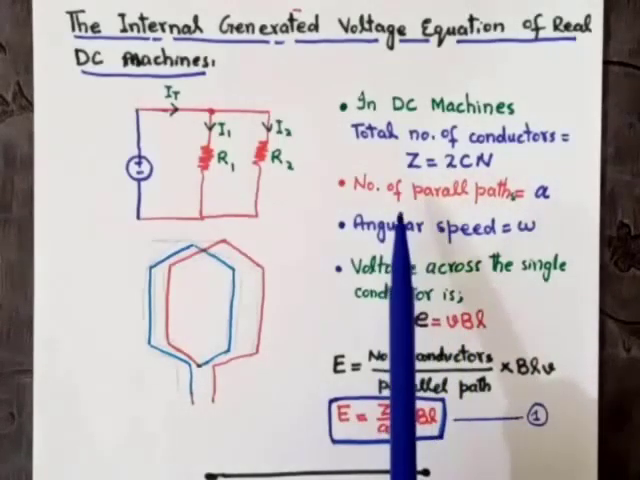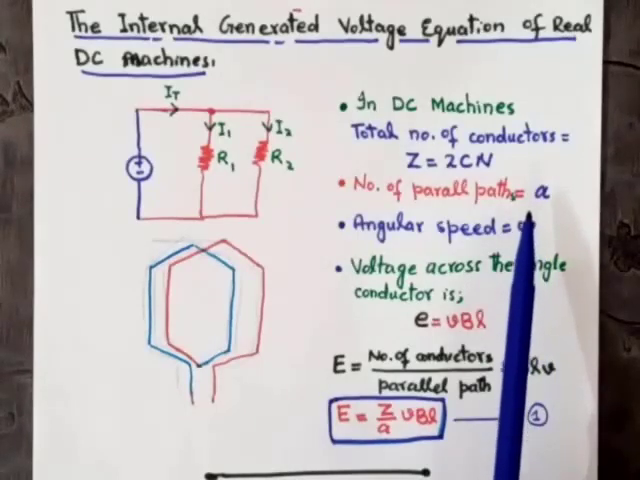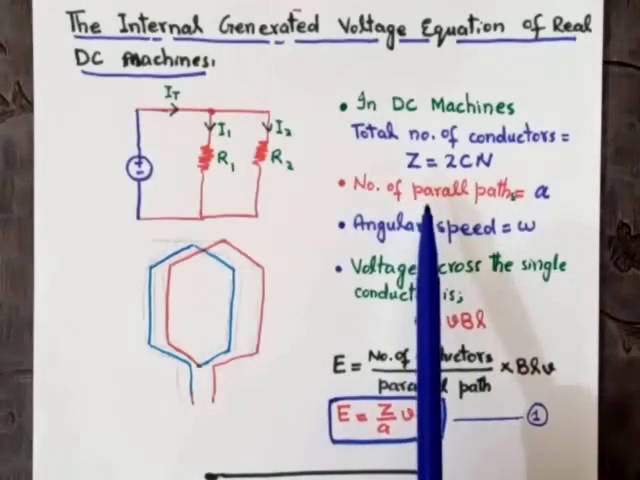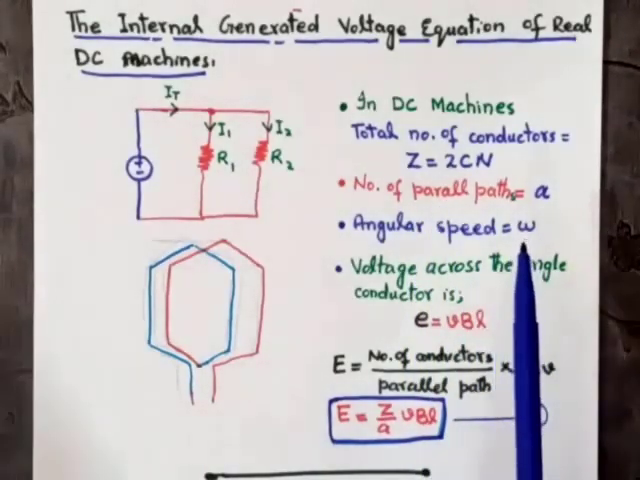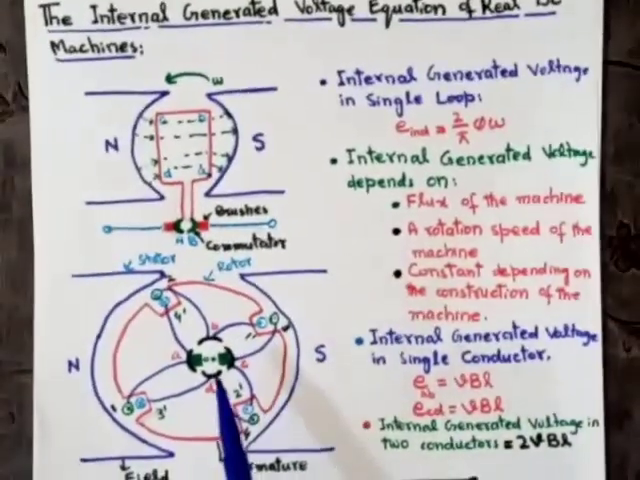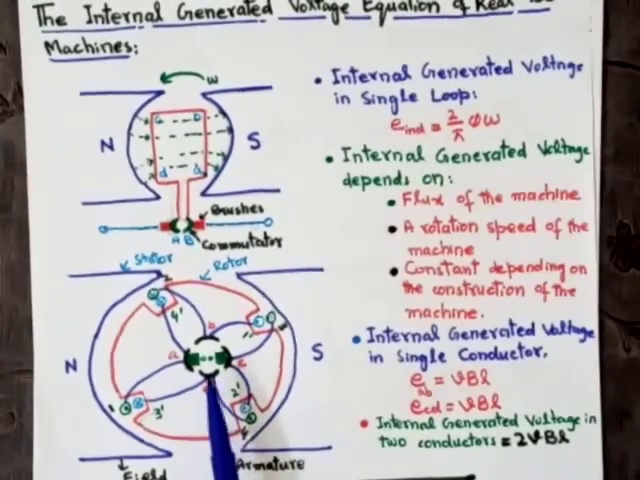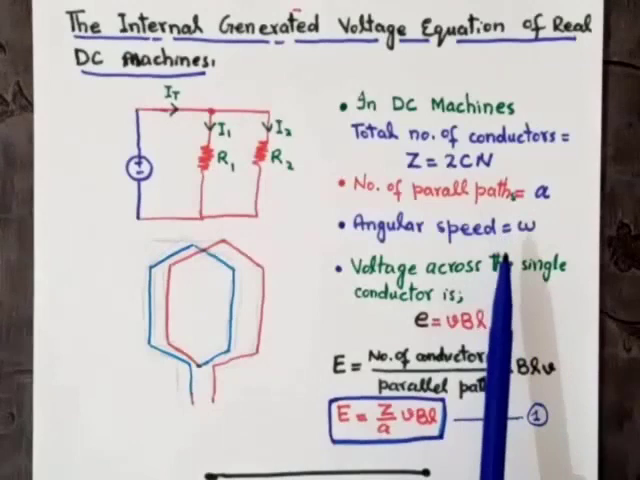The number of parallel paths is equal to A. The number of parallel paths will depend on the type of the winding. As you can see in this figure, here the number of parallel paths is 2. In case of 2 parallel paths, the value of A will be 2 as well.